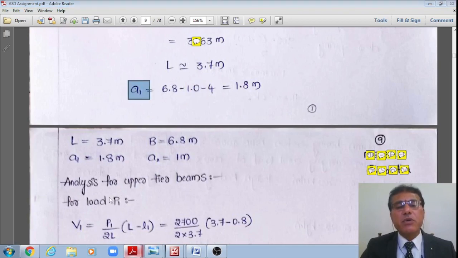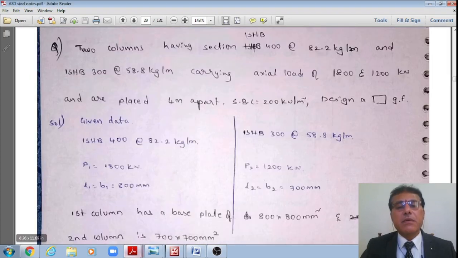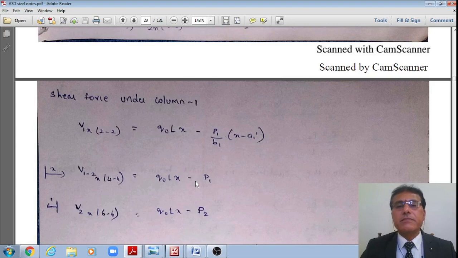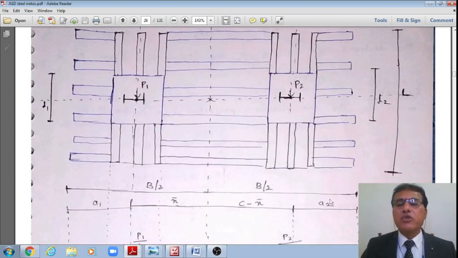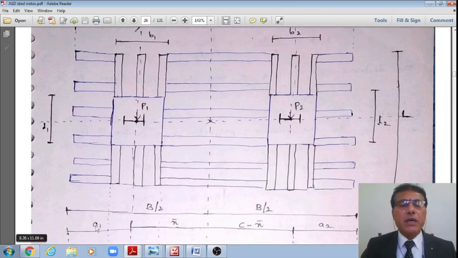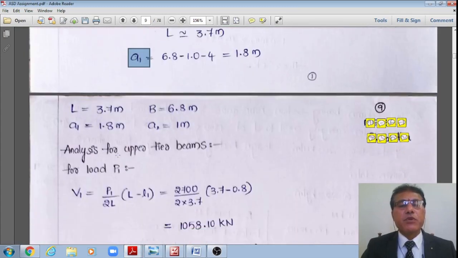Just let me show this schematic, student, right? Just bear for a moment, right? Therefore, I assumed this A2 is equal to 1 meter. Now I got A1 is equal to 1.8 meter. That is how I have just done the proportioning in this very first step. Now the proportioning is over.